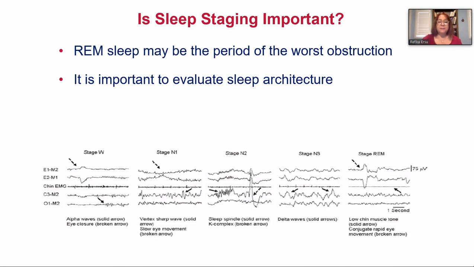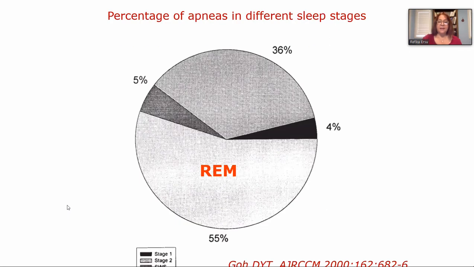So the sleep stages are based on different qualities on EEG, chin EMG, and EOG in children, and I'll review that in a few minutes. And it's also important to look at the sleep architecture. This is an older study, but it shows that most of the apneic events, 55%, obstructive apneic events, happened during REM sleep in children.